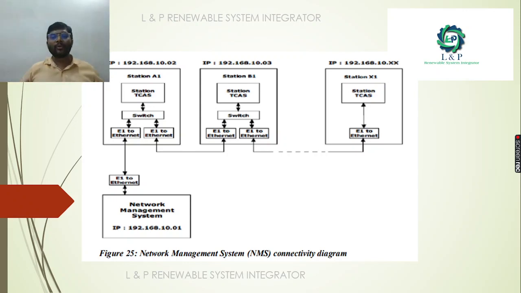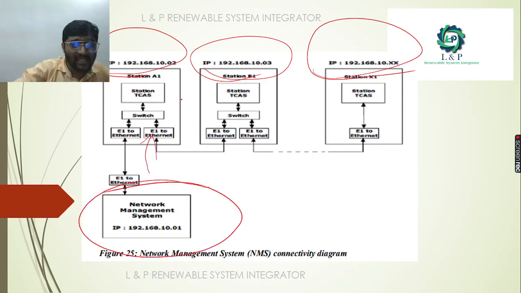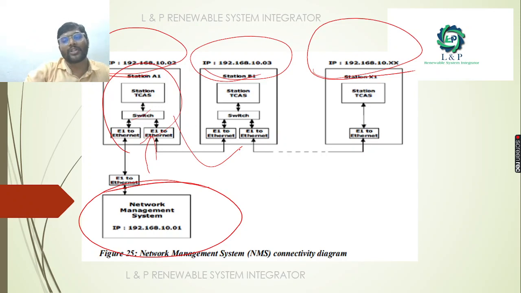How does the network management system connectivity diagram look? As you can see here, for each and every station we have different IP addresses. Even the network management system has its own IP, and with the help of different Ethernet switches, we will be communicating from the network management system to the different station train collision avoidance systems.